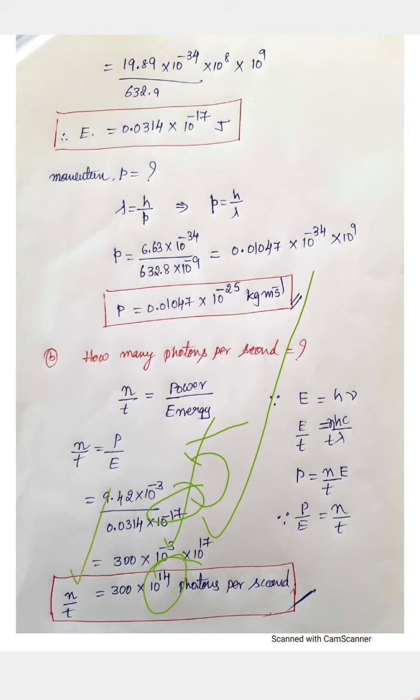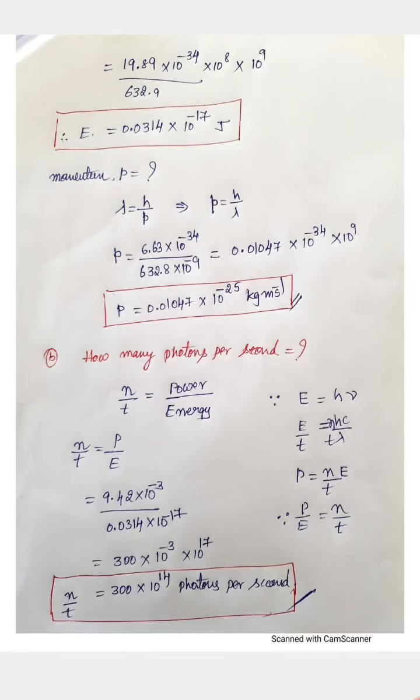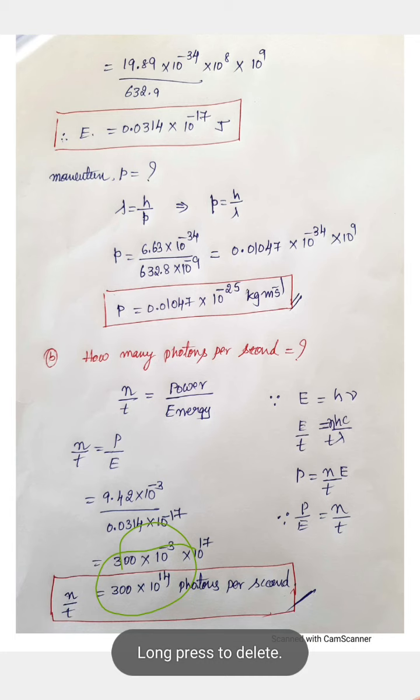Now number of photons per second is equal to 300 into 10 to the power 14 photons. How many photons will be emitted per second? Here we got the answer, that is 300 into 10 to the power 14 photons will be emitted per second. Next we are going to solve the C.